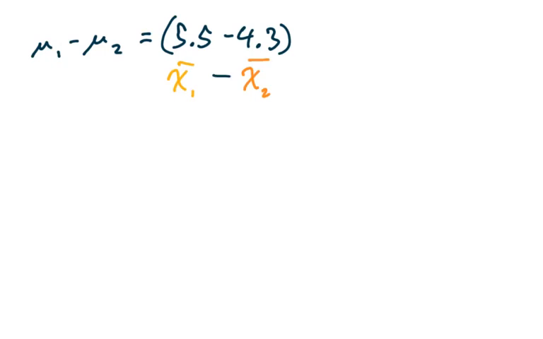So mu subscript 1 minus mu subscript 2. That's what we're trying to get our estimate for. This is going to be 5.5 minus 4.3. That is x bar 1 minus x bar 2. And then I'll say plus or minus 1.489. Okay, so this simplifies to 1.2 plus or minus 1.489.